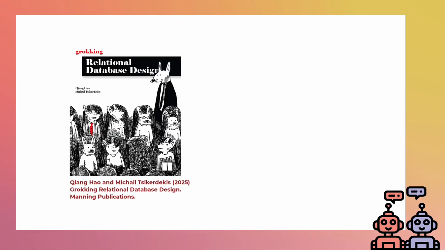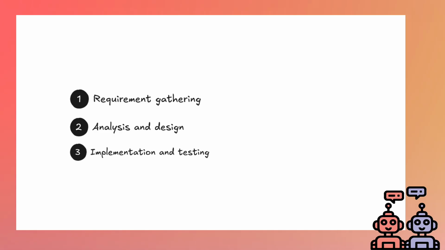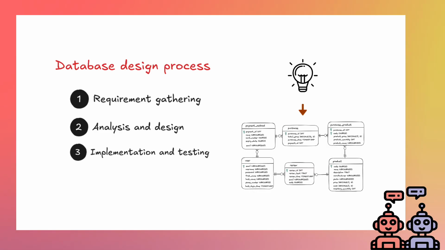Right. And our guide for this is Grokking Relational Database Design. It's packed with insights. It really is a great resource for getting the core concepts. So our mission today is to walk you through the essential steps, how a database goes from just an idea to a real working system. We want to give you that core understanding without getting totally bogged down in the super technical stuff. Sounds good. It's a process, definitely. So where do we even begin?